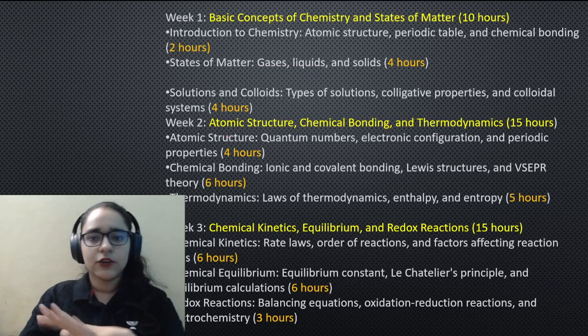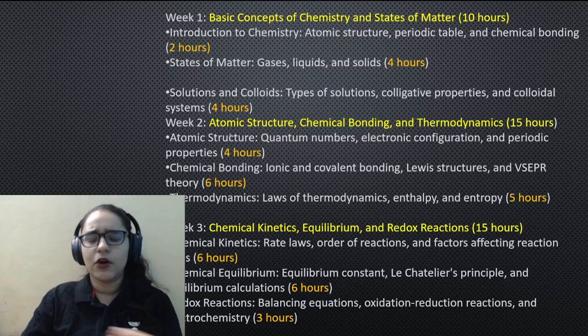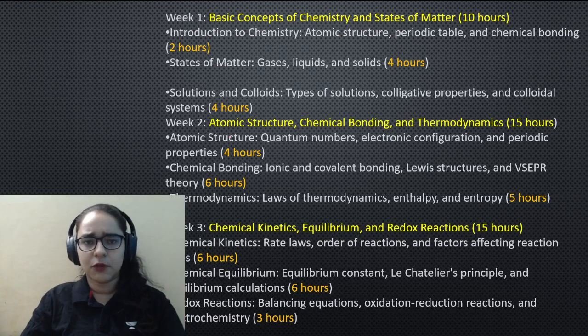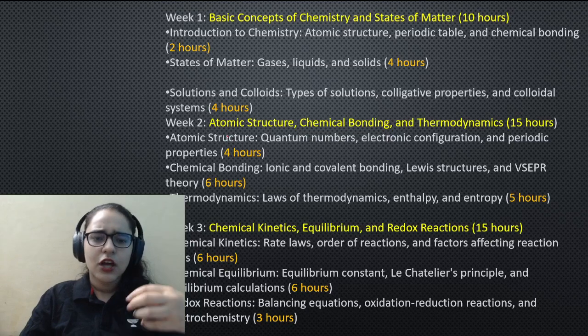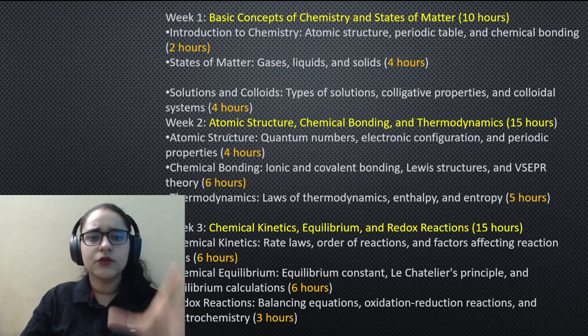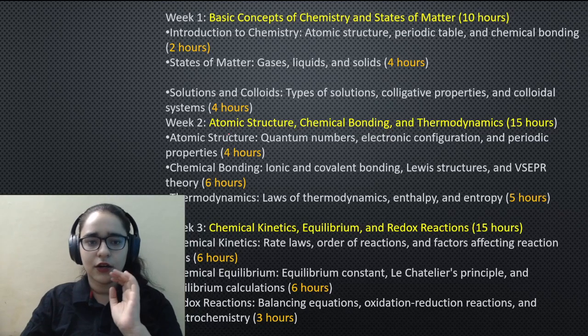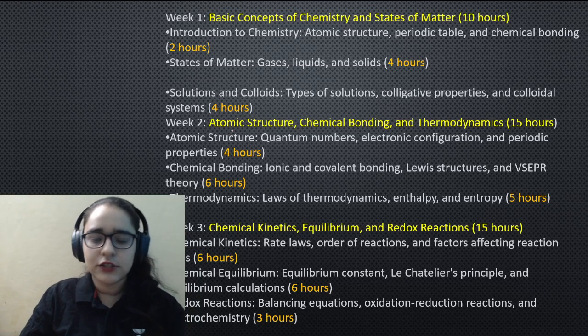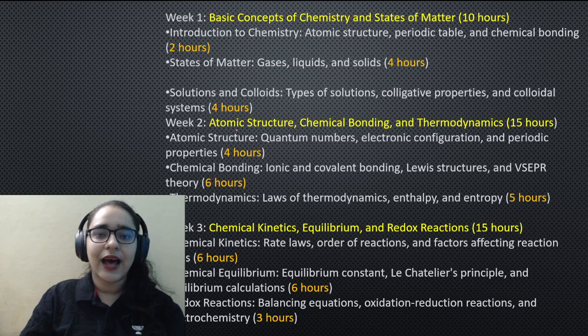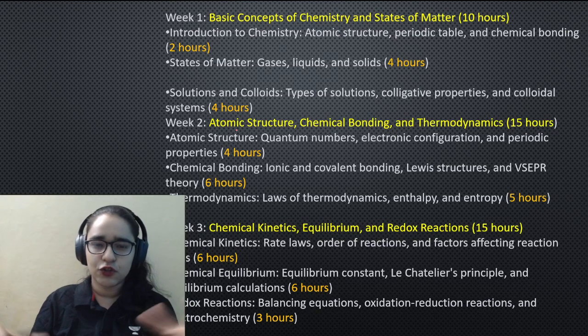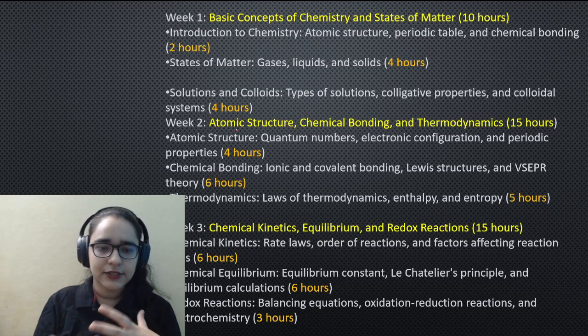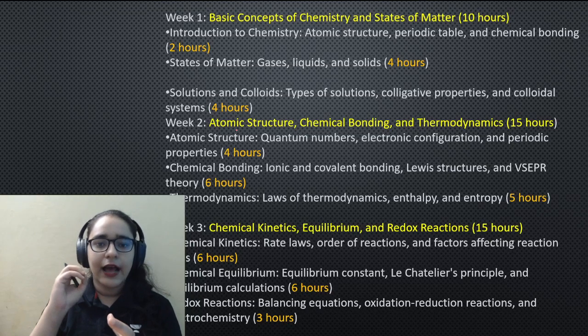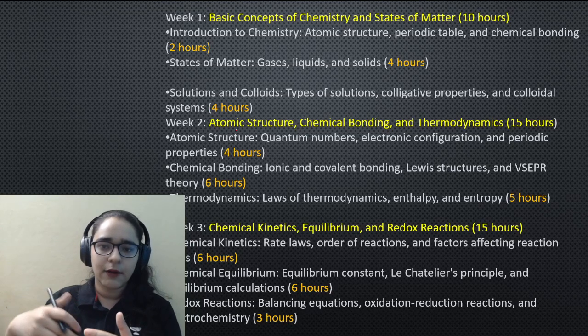This will include all the atomic structure, periodic table, chemical bonding, which are the basics that you start from 11th standard onwards. So, states of matter also include some basics, so I have included in the first week only gases, liquids, and solid for about 4 hours. So, solutions and colloids, types of solutions, colligative properties, colloidal system would be for 4 hours. And this would be very specific chapter, so it will come after it.